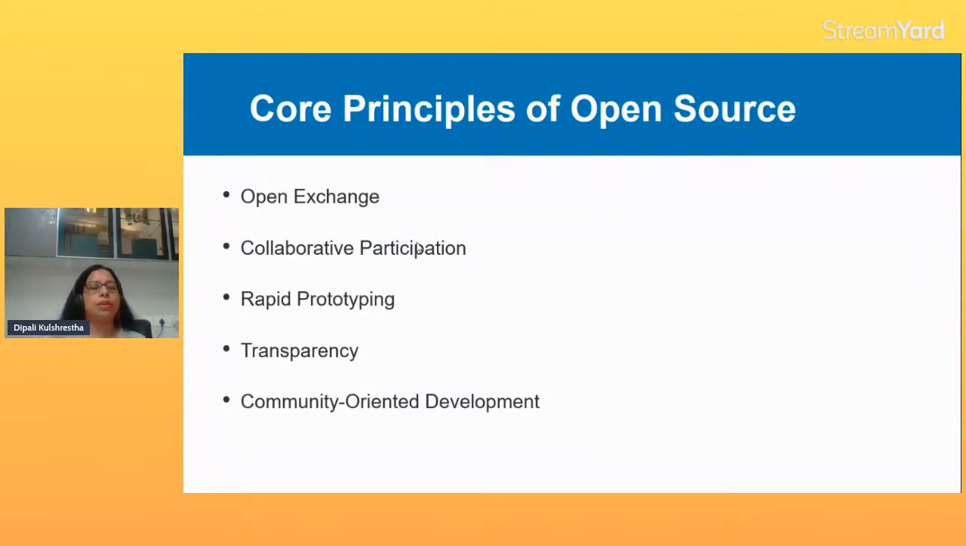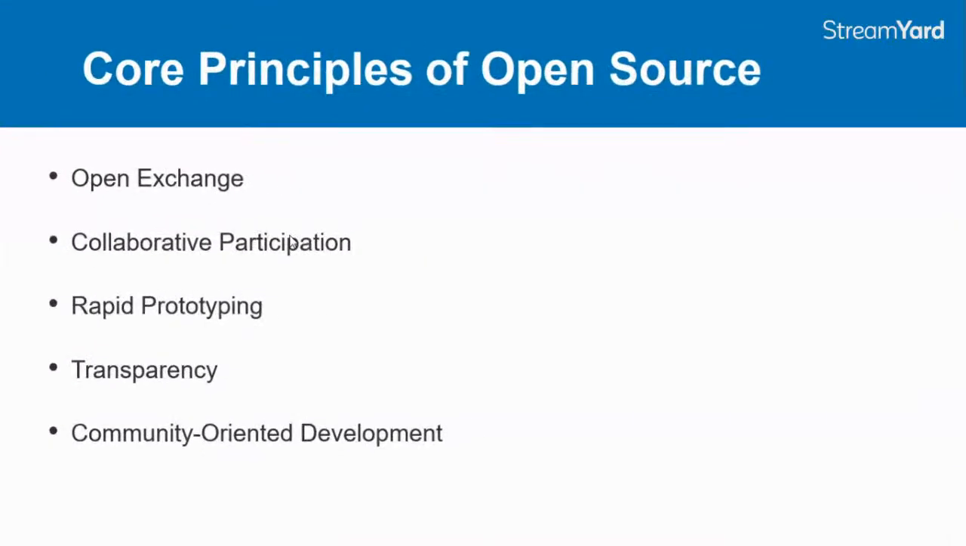So yes, we were talking about community-oriented development, and it is transparent, it is rapid. All these combined make a very powerful combination. So we can innovate faster and we can collaborate across various domains. So now let's discuss some of the key benefits of combining open source with AWS.